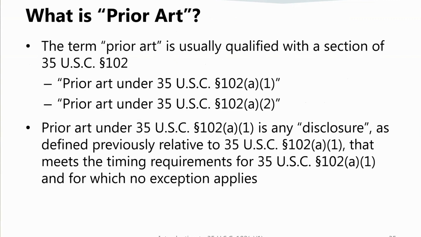At this point, we're ready to talk about the phrase prior art. You will hear this phrase used quite often, and it's usually qualified with this section of 35 U.S.C. Section 102, as noted on this slide. Using the definition of the word disclosure that we previously set forth for Section 102(a)(1), we will define prior art as any disclosure that also meets the timing requirements for Section 102(a)(1) and for which no exception applies. The next two slides show exactly what is meant by this.